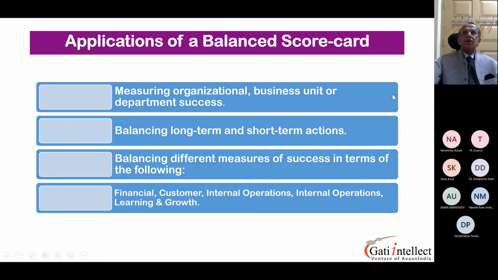What is the application of balanced scorecard? Measuring organizational, business unit, and department success. Balancing long-term and short-term actions. Balancing different measures of success in terms of the following: financial, customer, internal operations, and then learning and growth. So these are the applications of the balanced scorecard.